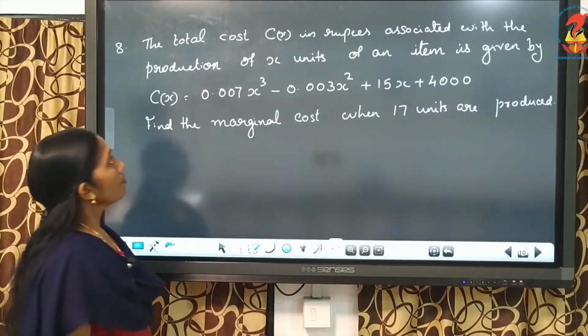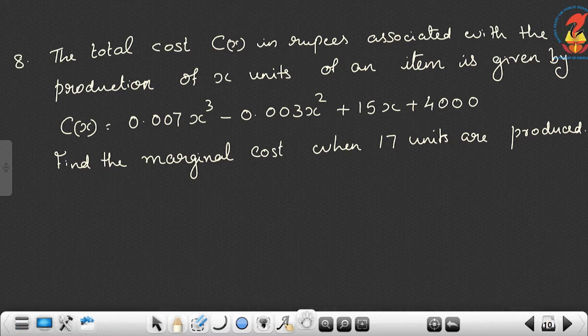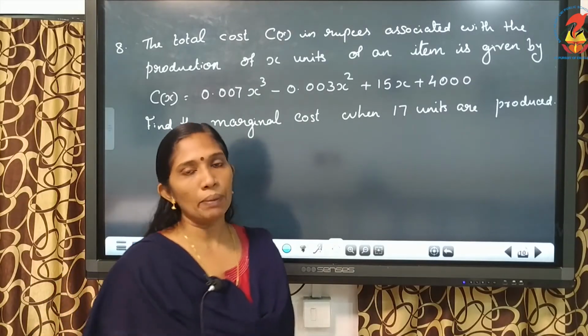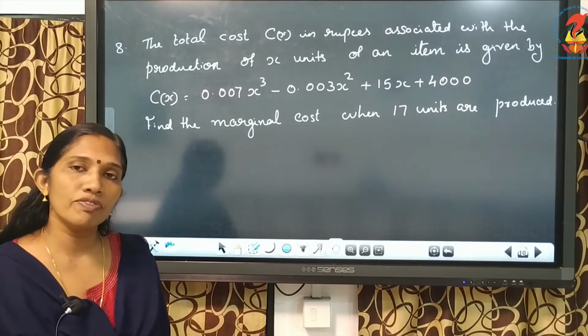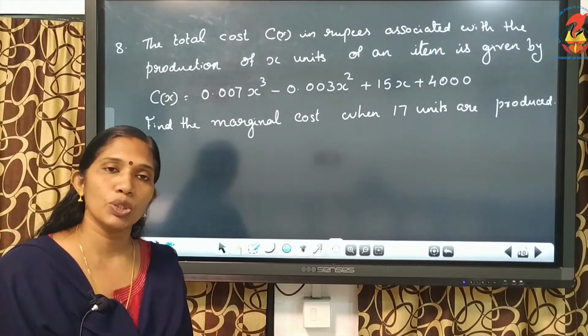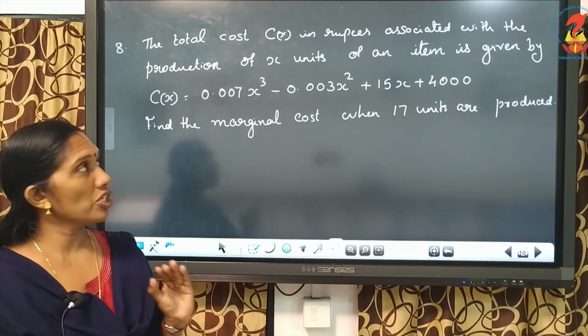Now, the next question: the total cost C of x in rupees associated with the production of x units of an item is given by C of x, an expression. What is C of x? It is the total cost associated with the production of x units. We have to find the marginal cost when 17 units are produced. What do you mean by marginal cost? It is related to economics. Marginal cost means rate of change of total cost with respect to output.